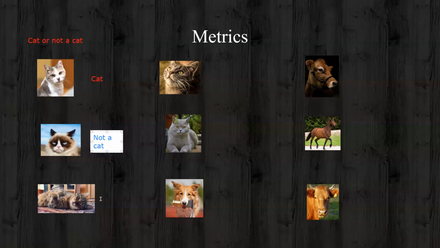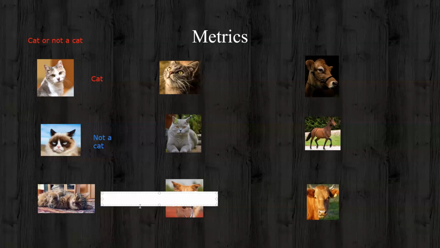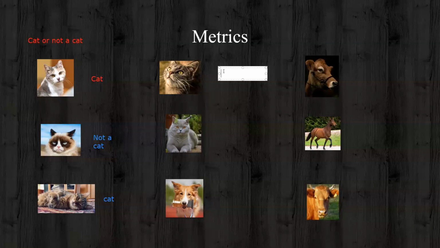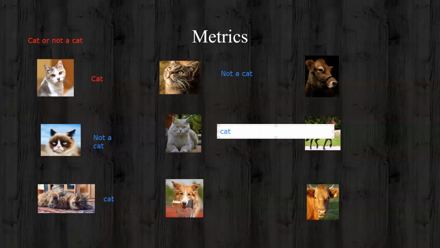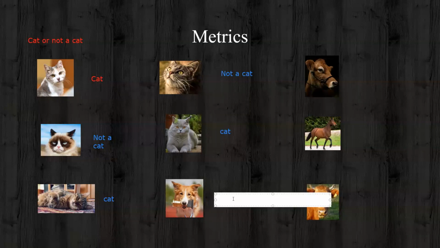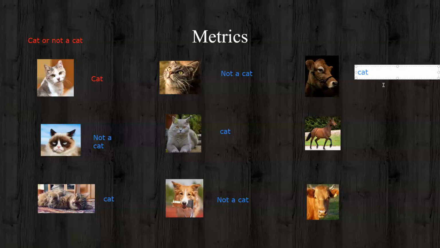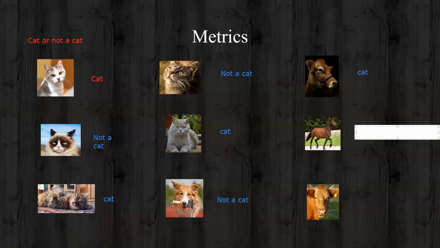Okay, so this one it is saying cat, right? It is the prediction of my model. Here again it's saying not a cat. Here again it is saying a cat. Here again it says not a cat. It is correctly identifying and saying not a cat. Here it is saying cat. Here it is saying not a cat. And here it is saying cat.